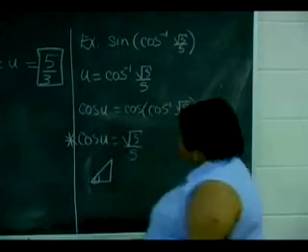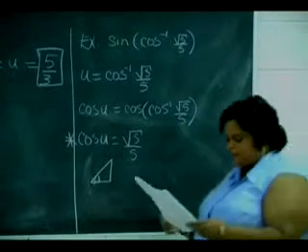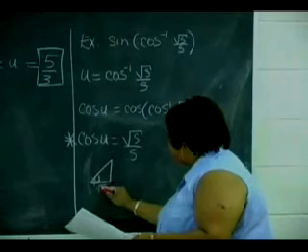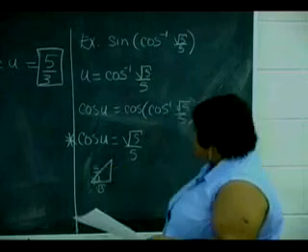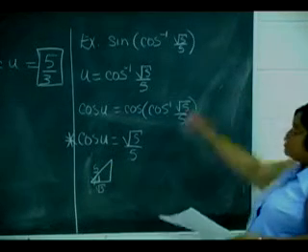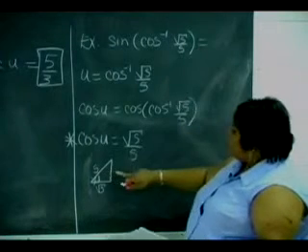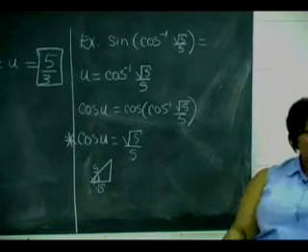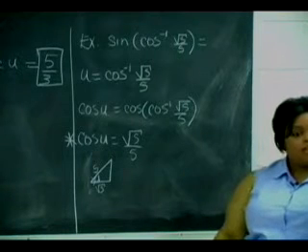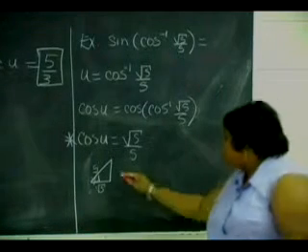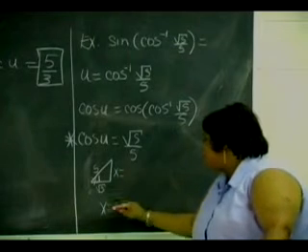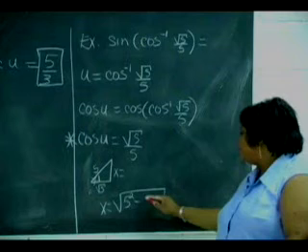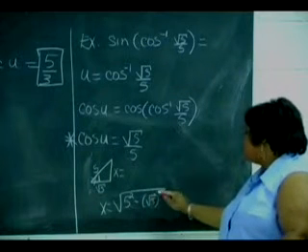If this is U, what is cosine U? What is cosine U? Adjacent over what? Hypotenuse. What do I need for sine? Opposite over hypotenuse. So I need those components to find what? The other leg, opposite. So what is opposite? Opposite is the square root of the hypotenuse squared minus the adjacent squared.